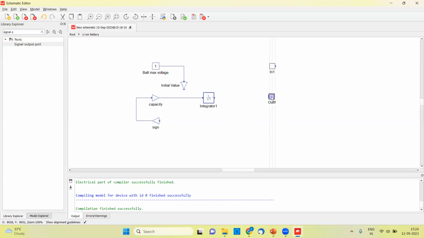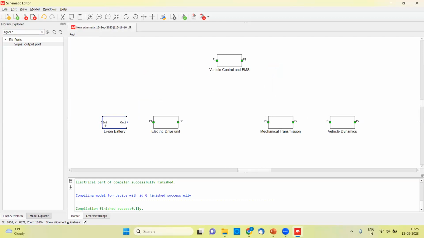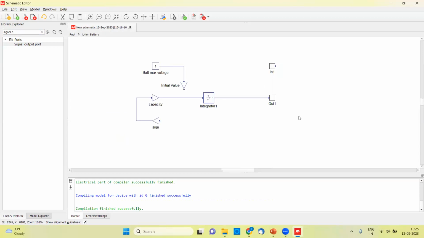Let me just connect the output of this integrator to this signal output block. So right now you can see I have taken one input and one output. If I go back to the root, where I'm having all the 5 subsystems, you can see right now it is indicating that there is one input in this subsystem and one output from this subsystem. So this is what the signal input output block is indicating, what the input and output of this particular subsystem are. Now there are a few more inputs and outputs which I will be using.